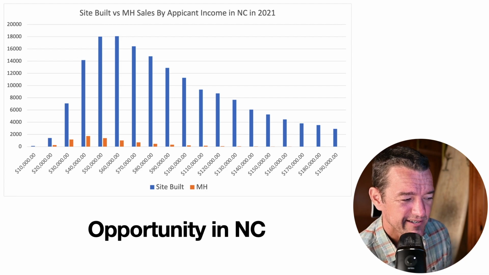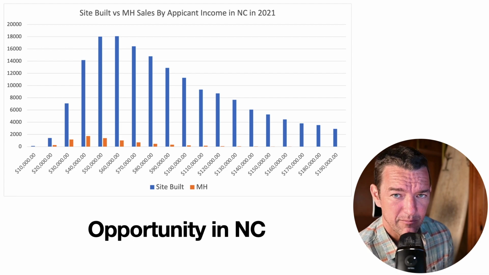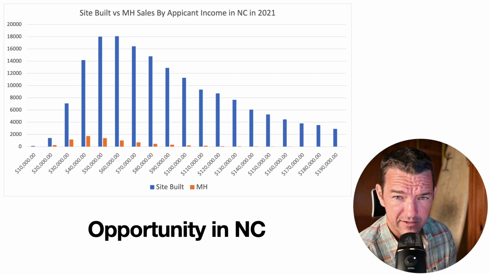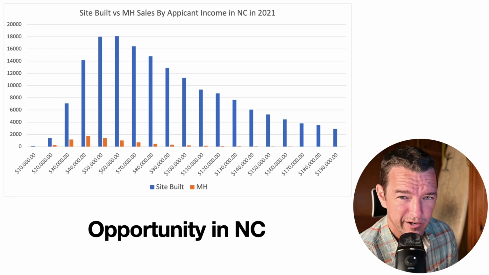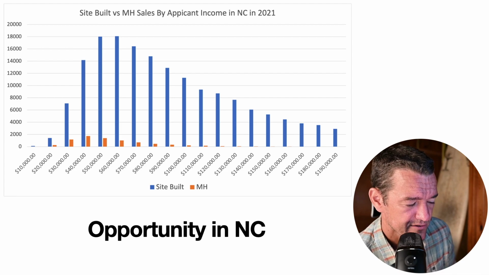Obviously, we know more site-built homes are sold than manufactured homes. However, what this graph indicates is that even in our peak income bracket in North Carolina, that's $40,000 to $50,000 a year, where we know the manufactured home that the buyer can purchase making $40,000 to $50,000 a year is vastly superior to the site-built home they can buy in that range, we have got a lot of room to grow. Because look at that graph. Find 40,000 at the bottom. That orange line indicates that just under 2,000 manufactured homes were sold to people making $40,000 a year. However, 14,000 site-built homes were sold to people making $40,000 a year in North Carolina.